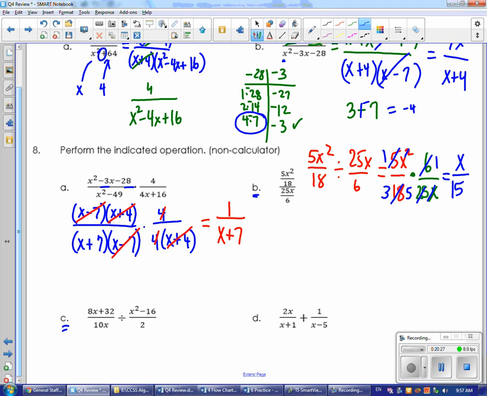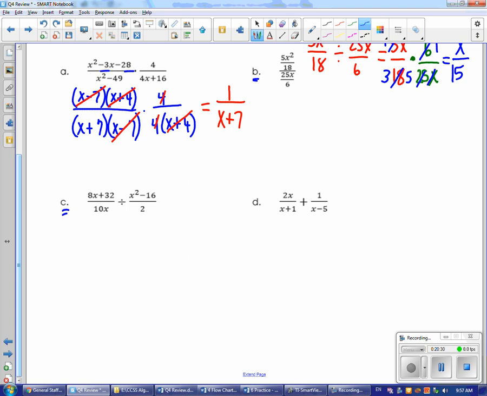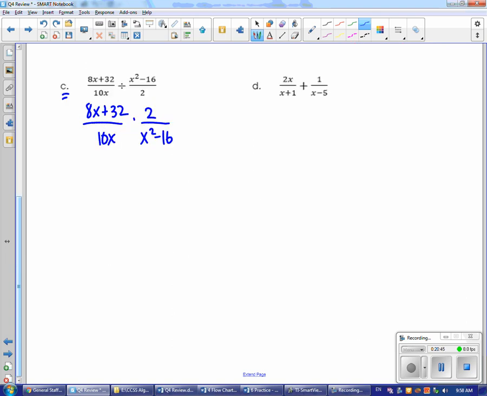Letter C, this is another division problem, and one where I'm going to want to multiply by the reciprocal. So if we have 8x plus 32 over 10x, I want to think of this as a multiplication problem. I'm going to flip, or take the reciprocal of, that second fraction. And again, I want to factor everything. If I look at the first numerator, 8x plus 32, I recognize that 8 goes into 32 4 times, so I can factor that out. 8 is going to go into 8x x times, and it's going to go into 32 4 times. My denominator is going to stay 10x. There's not much I can do with that.